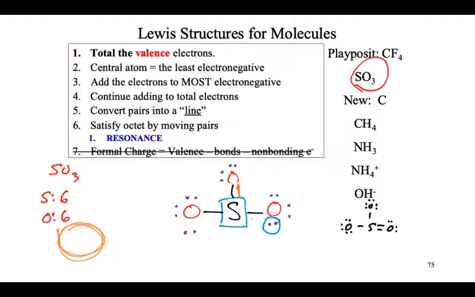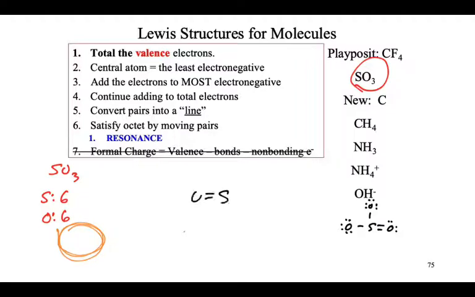There was another oxygen that could have shifted those electrons. So if you were asked to draw the Lewis structure for this particular formula, SO3, you can't draw just one. You would have to draw them all.